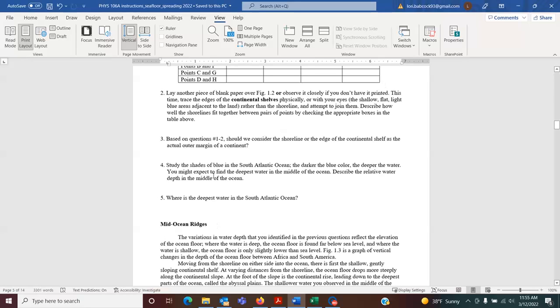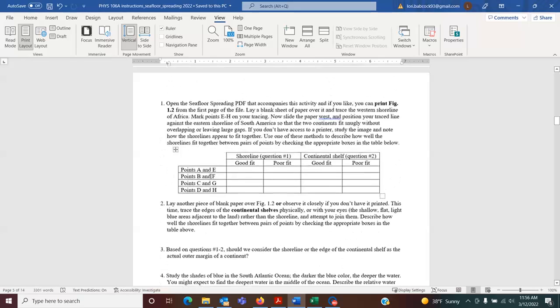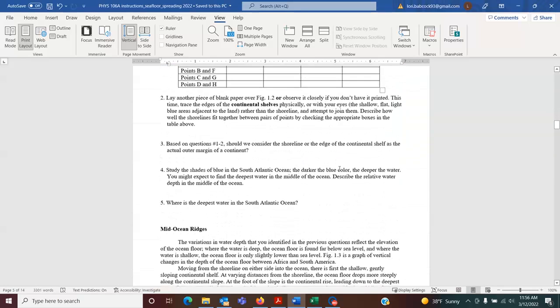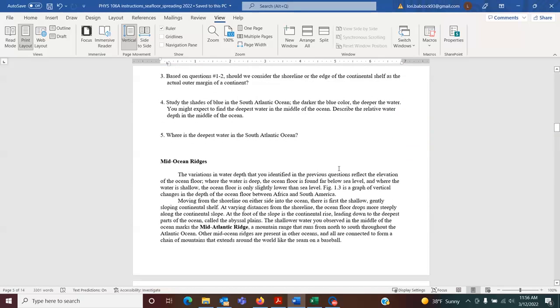You'll also be looking at the shades of blue in the South Atlantic Ocean. The darker the blue color, the deeper the water. So we're asking you what is the deepest part there? Where is the deepest water?